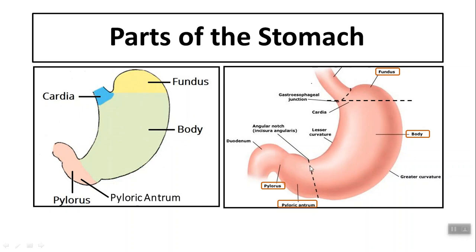Next, from the incisura angularis to the pylorus, we have what we call the pyloric antrum. And lastly, we have the pylorus, which is the most tubular part of the stomach and contains the pyloric sphincter. So these are the main parts of the stomach: the fundus, body, pyloric antrum, and the pylorus.